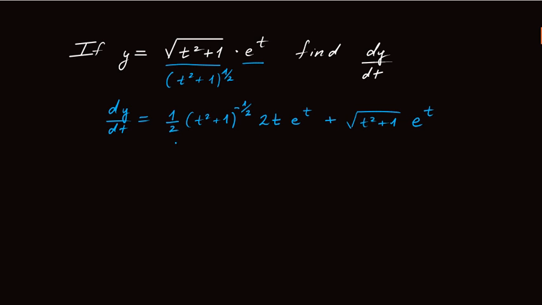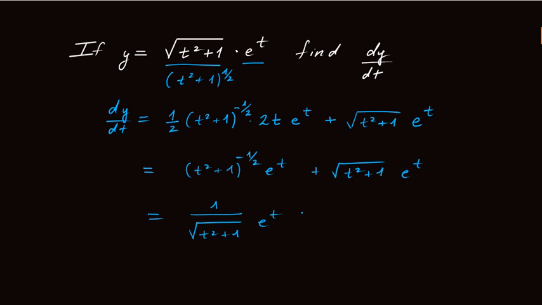And that's it. I could simplify a little bit by noticing that the 2 times the 1/2 will give me just 1, so they cancel. And I can rewrite this as t squared plus 1 to the minus 1/2 times e to the t plus t squared plus 1 times e to the t. If I want to rewrite everything in terms of square roots, then this quantity to the minus 1/2 is the same as 1 over, because of the minus sign, the square root of t squared plus 1, times e to the t. That's just algebra. As derivatives, all these are equivalent.